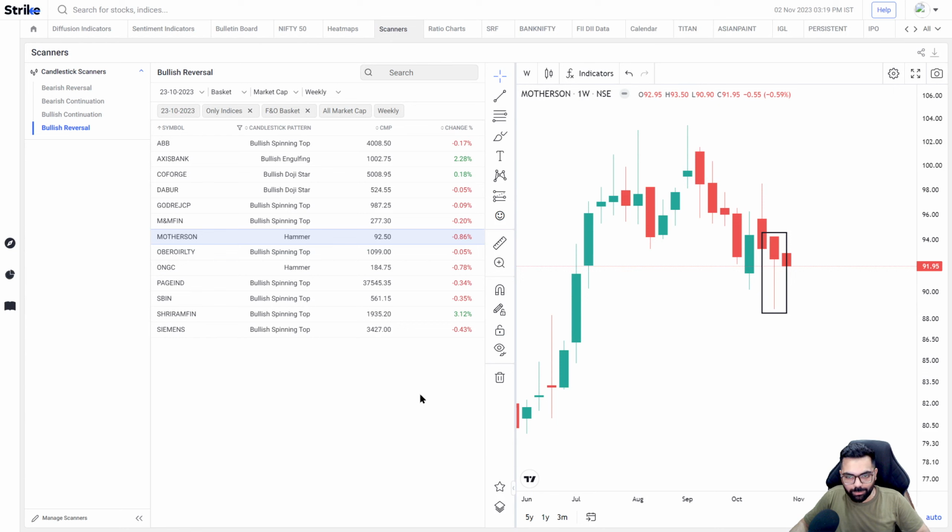So go ahead to web.strike.money and use the candlestick scanners. You can use all the categories and let us know what you think about it. You may just be able to find a good trade setup.